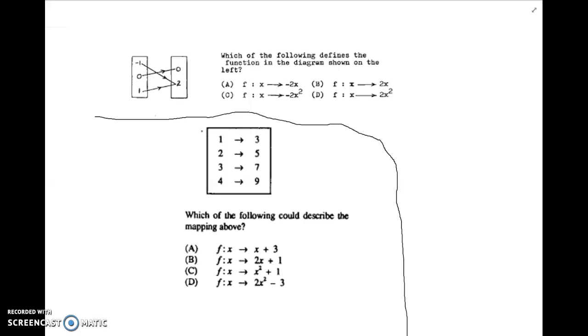Hi everyone, now we are at part 3 of our relations and functions CSEC multiple choice questions. So now let's look at what we have here.